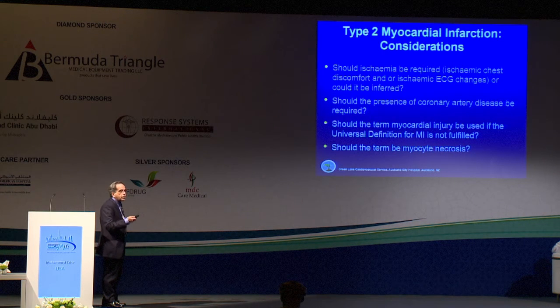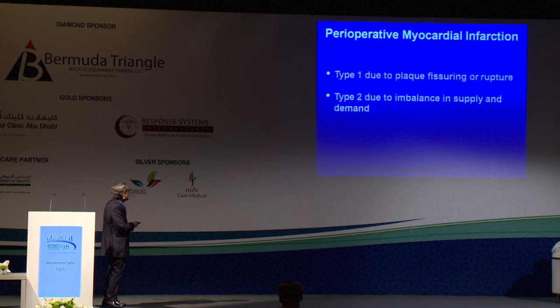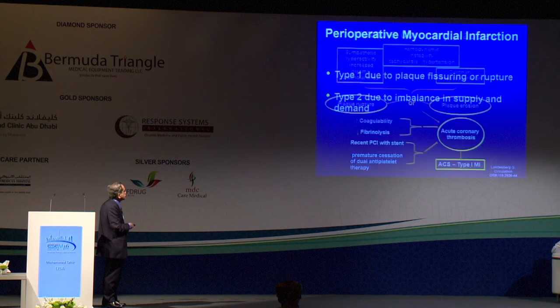This debate is still going on, what to do with these people. Myocyte necrosis due to clinical ischemia in a coronary artery territory, or an MRI scan, imaging would be helpful. So perioperative myocardial infarction, I briefly touched on it: type 1 is due to fissuring and plaque rupture, and type 2 is due to the imbalance.